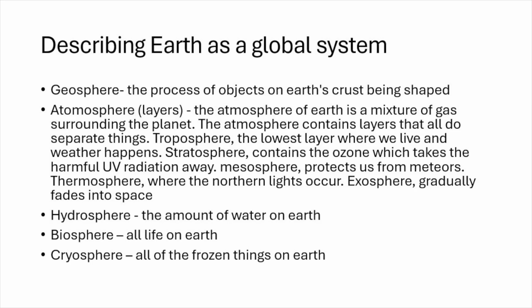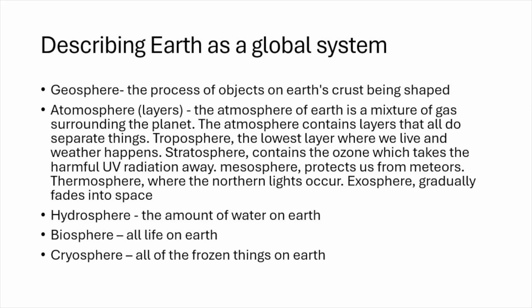The troposphere, which is the lowest layer which we live on, is where weather happens. The stratosphere contains the ozone, which takes in harmful UV radiation. Mesosphere protects us from meteors. The thermosphere, where the northern lights occur. And then the exosphere gradually fades into space.